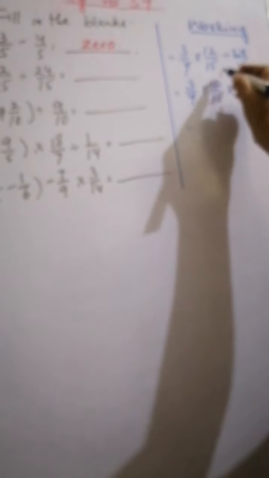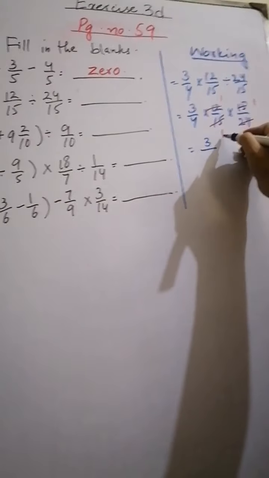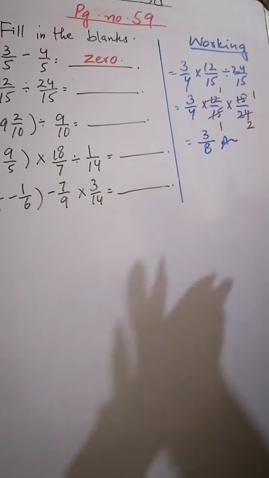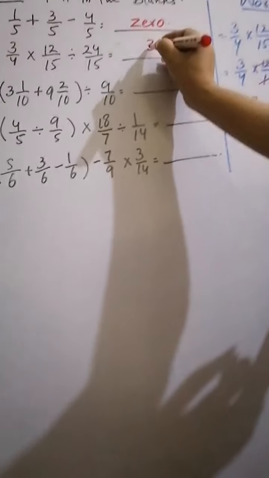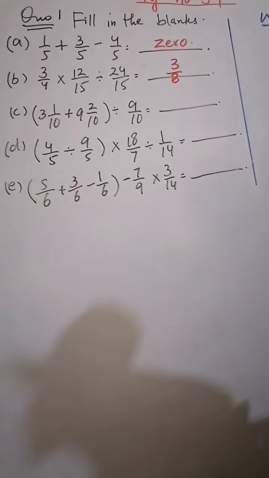Now 3 ones are 3 and 3 ones are 3. It's 3 over here, 4 ones are 4, 4 twos are 8, right? It's a proper fraction, so we will write 3 by 8 is the answer, right? Okay, now come to C part.